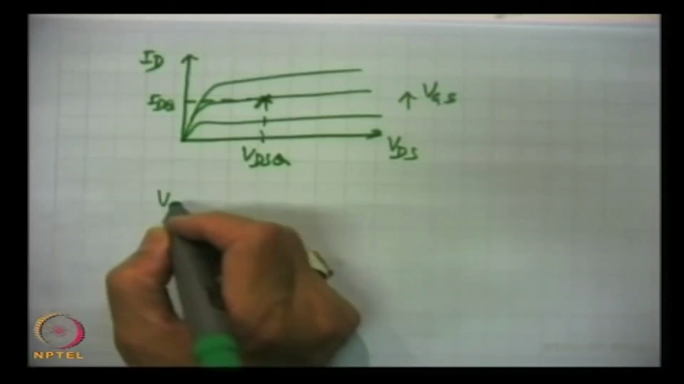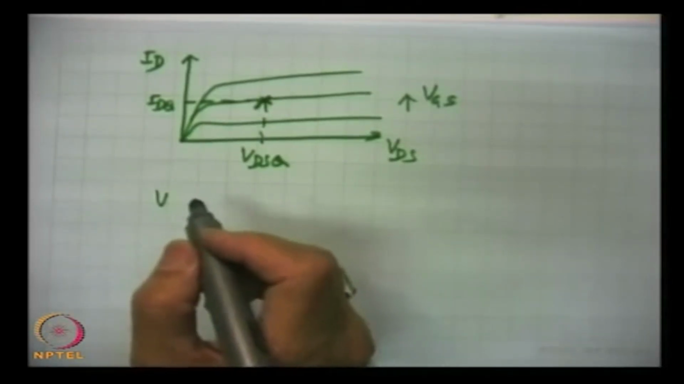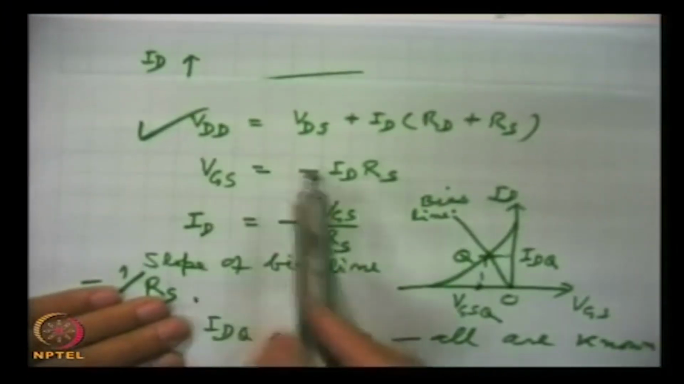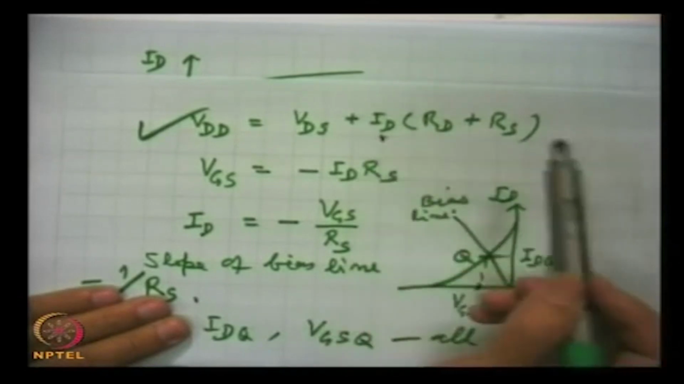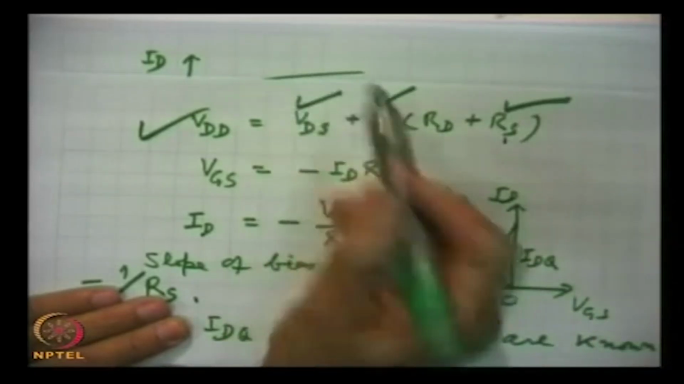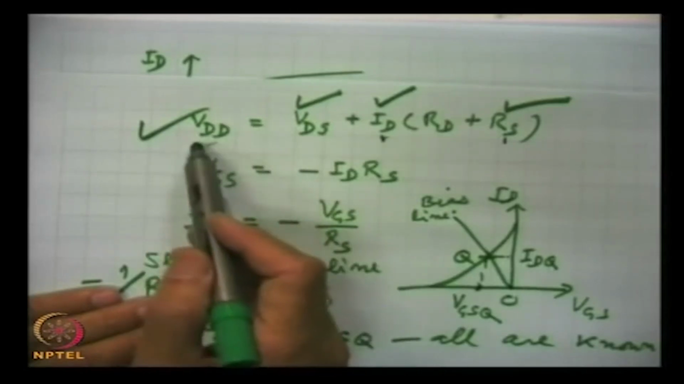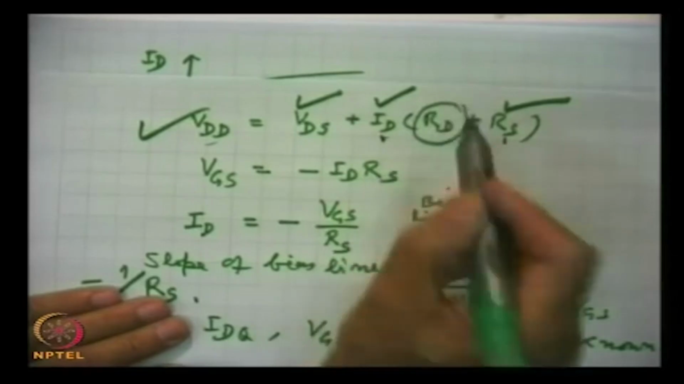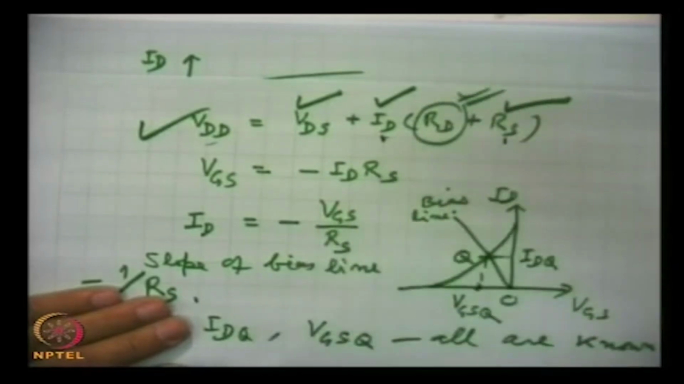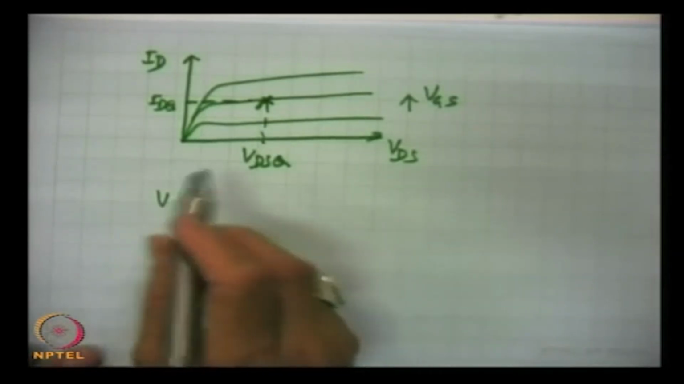So, this way VDD is known, and then we use this first equation which we had written, this equation. Here now IDQ is known, RS is known. So, this is known, this is known, and VDSQ is known, VDD, that is the battery source which we are using, that we anyway know. So, this way RD can be calculated. So, this way we find out all the parameters of the circuit.